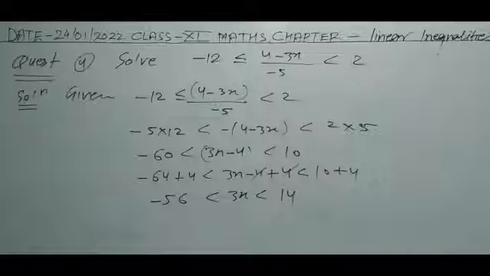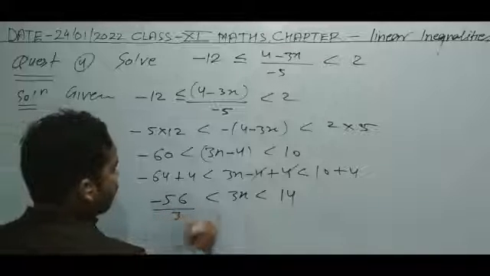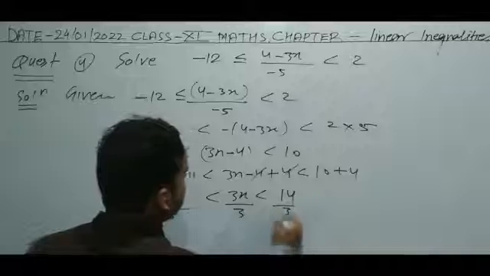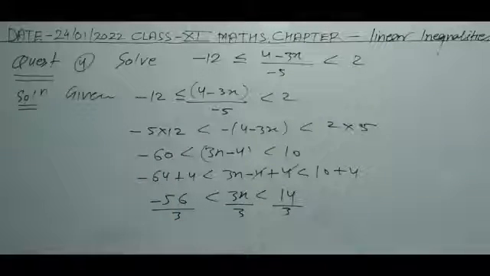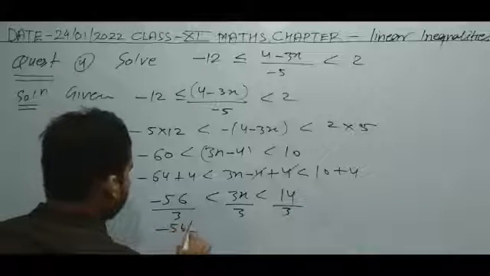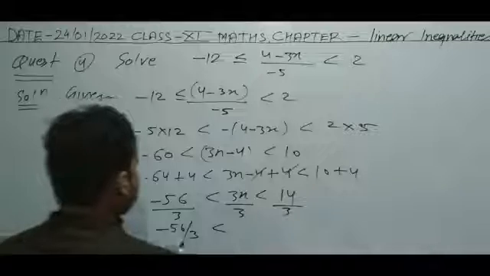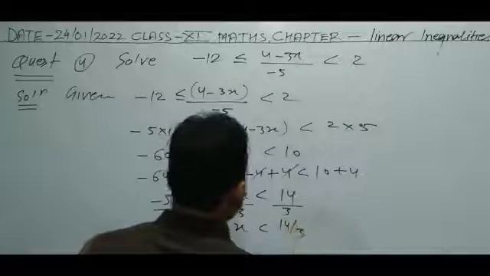The result you will get: this is minus 56, meaning we divide this inequality by 3. So we divide by 3, divide by 3, divide by 3. Now this result will be minus 56 by 3 is lesser than x is lesser than 14 by 3.